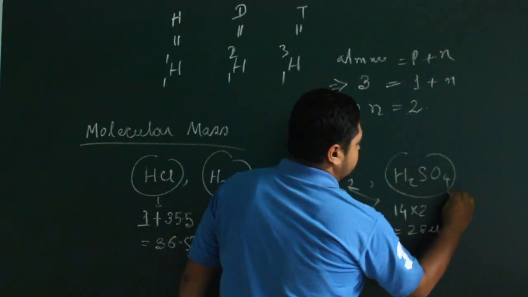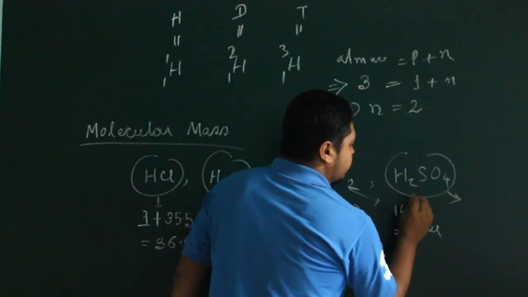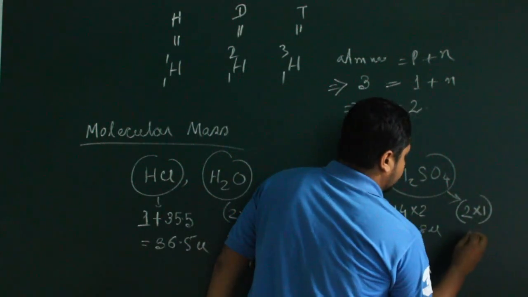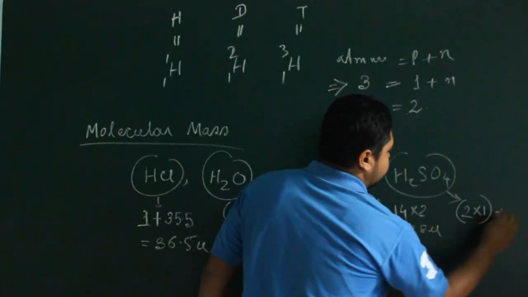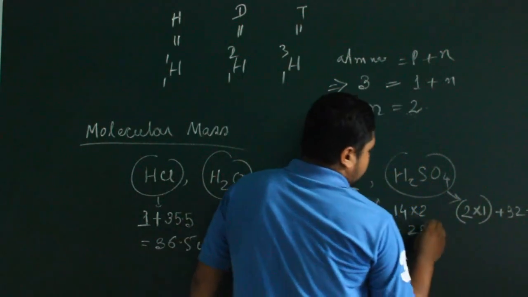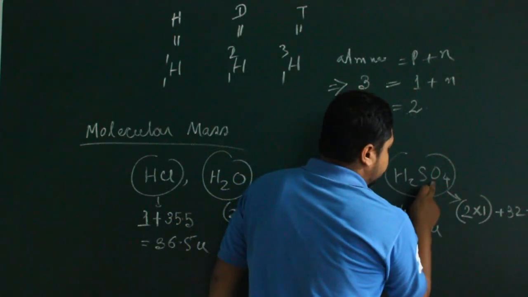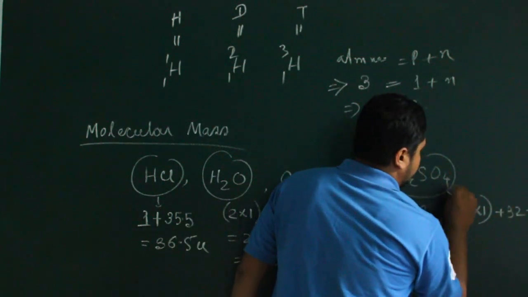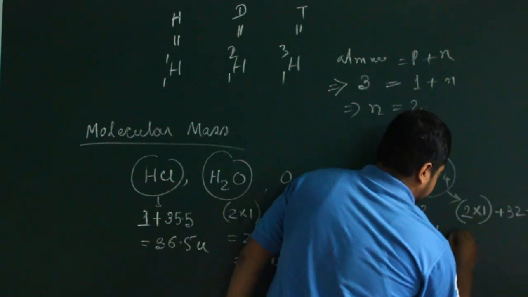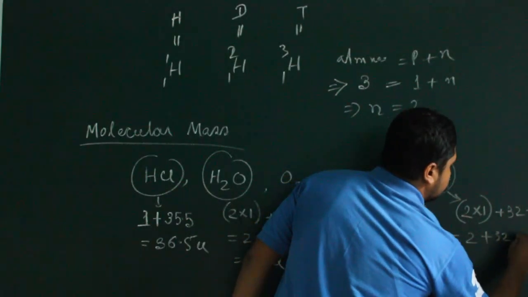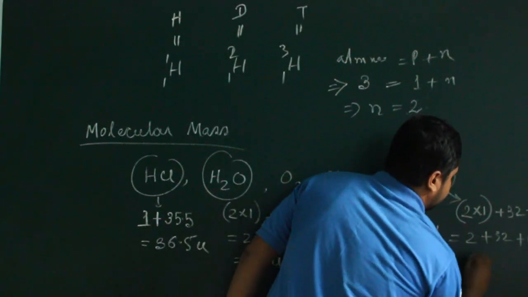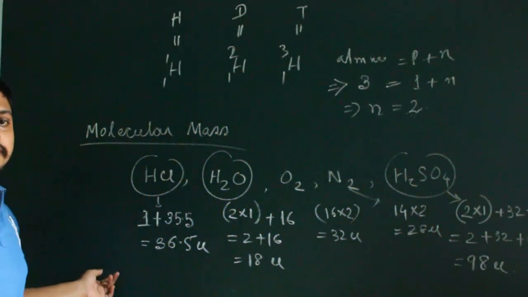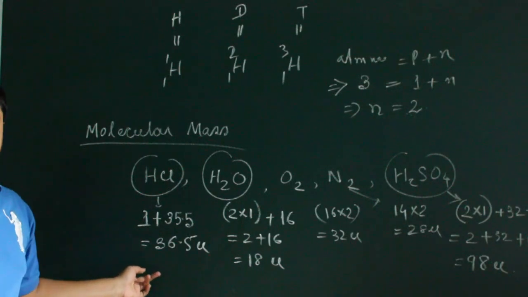In case of H2SO4, there are two hydrogen atoms and the atomic mass of one hydrogen atom is 1. So 2 into 1, plus the atomic mass of sulfur, which is 32, plus the atomic mass of oxygen, which is 16, and the number of oxygen atoms is 4. That means 2 plus 32 plus 16 into 4, which is 64. So this one is 98 U. So this is the process of calculating the molecular mass of a compound.